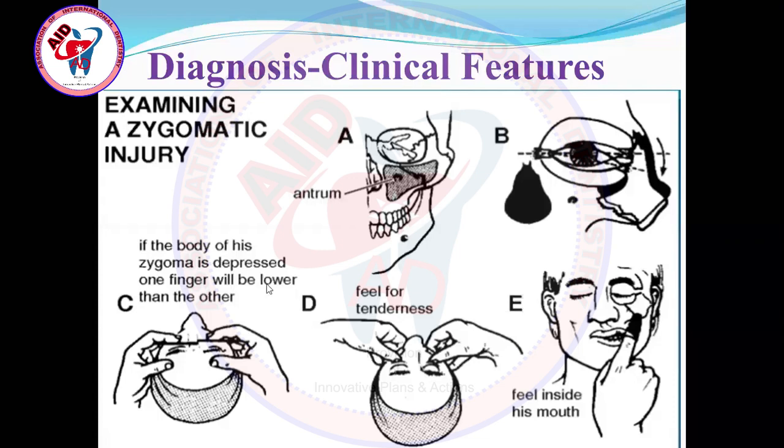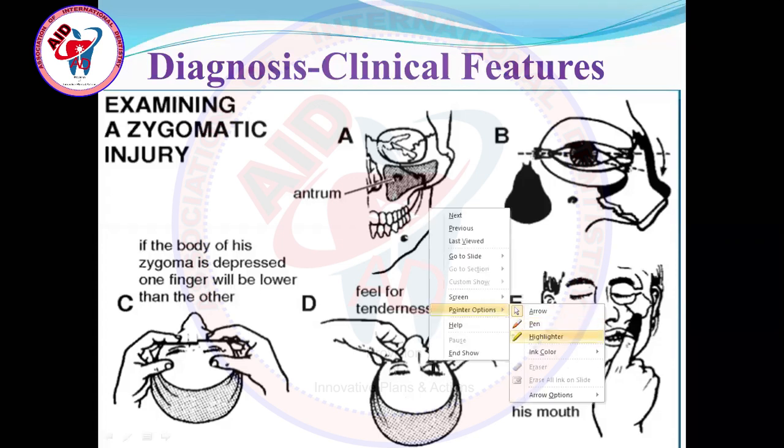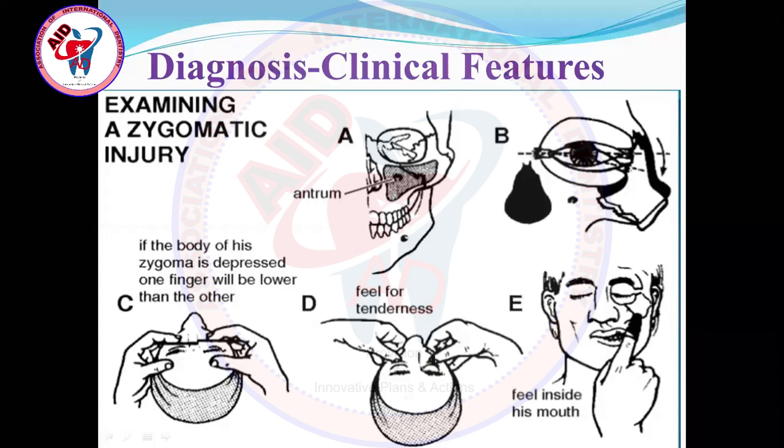Moreover, while examining, when you place your fingers at the infraorbital area, there could be crepitus over there. The patient may feel tenderness in this area. There could be step deformity in the infraorbital region also.